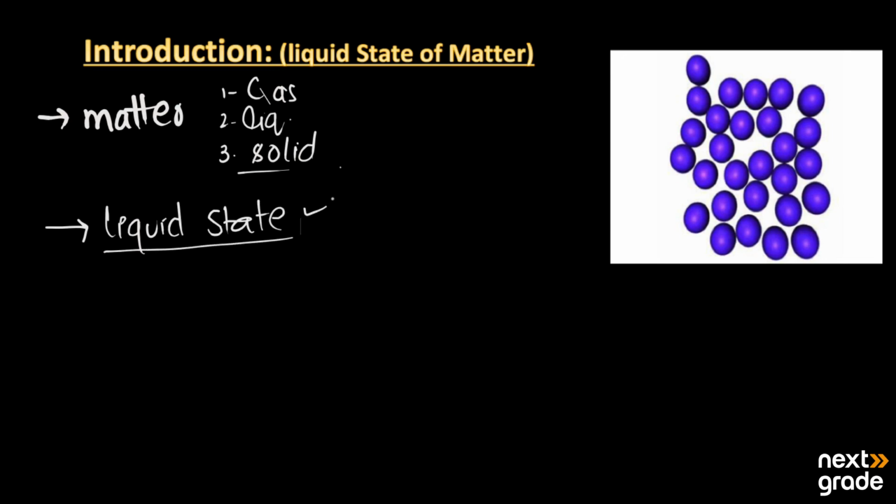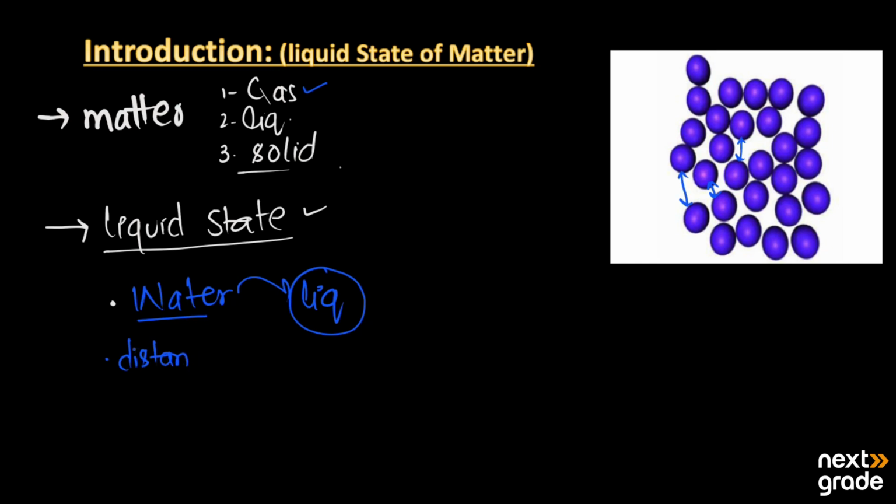If we have a look at simple examples of liquids, the main example that comes to our mind is water. As we have seen, water is a liquid. When we look at a liquid, we can see that its particles are closer to each other as compared to gases. So the distance between the particles of liquids is less.